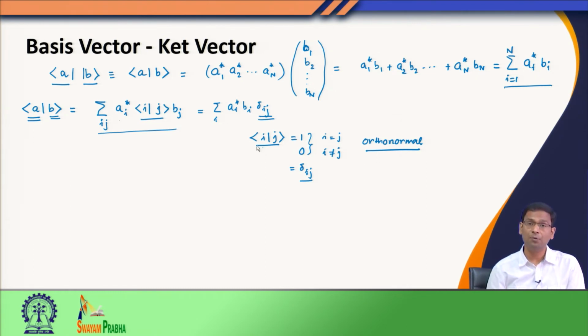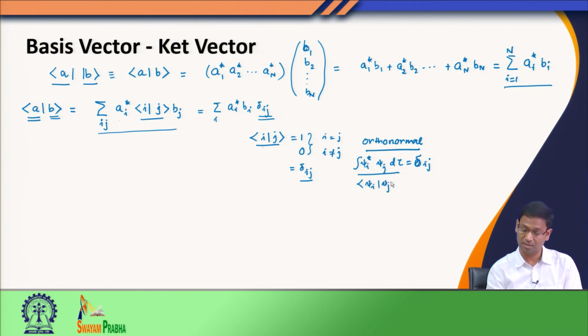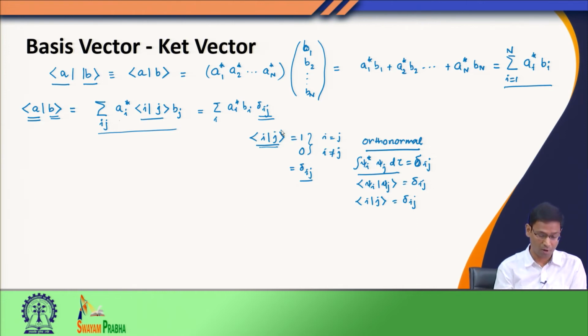Do you remember how we defined our orthonormal functions? Suppose we had psi i and psi j, and we wanted to check whether they are orthonormal or not. This is how we would write. So, now this psi i star psi j can be replaced as psi i psi j, or alternatively simply i j. Now, you see that we have defined these overlap integrals in terms of bracket. So, we have bra, we have ket, together we call them the bracket.